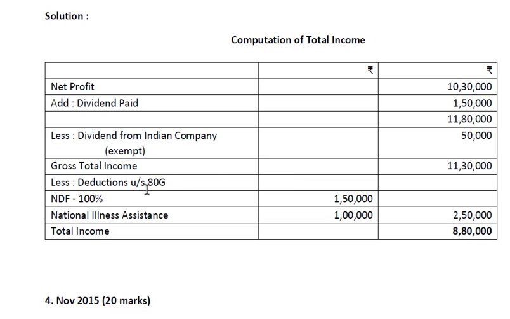Now less deductions under section 80G. NDF, it is 100% deduction. National Illness Assistance is also 100% deduction. So the entire amount is considered. It comes to 2,50,000. So if you deduct this, you will get total income 8,80,000.